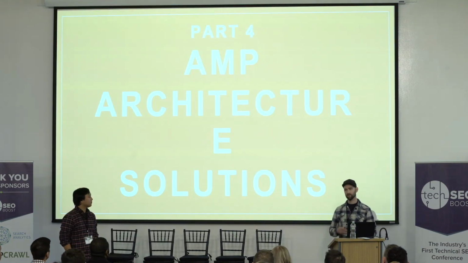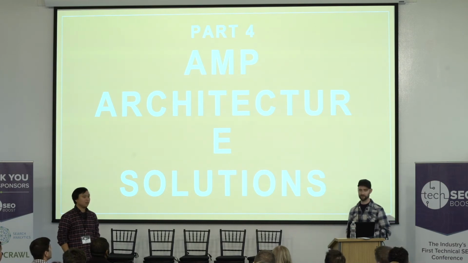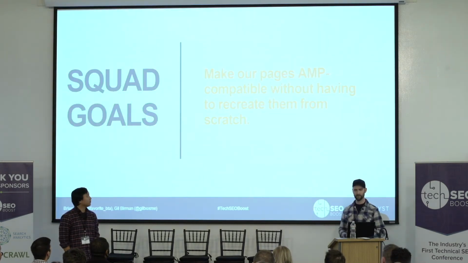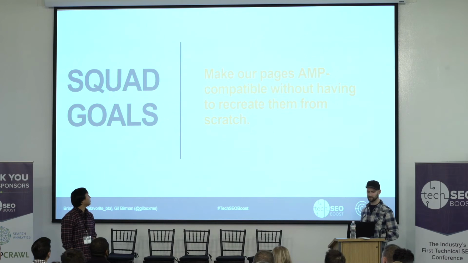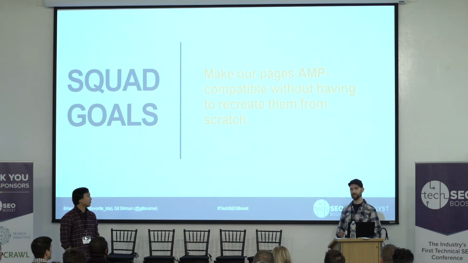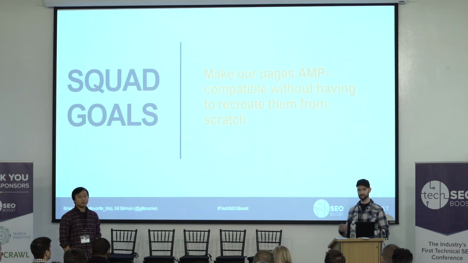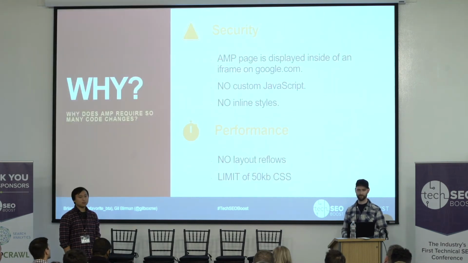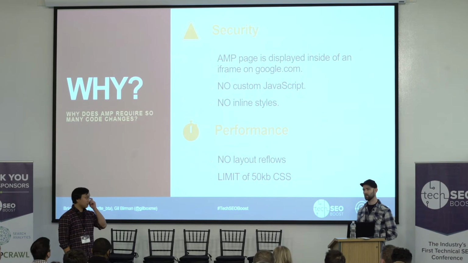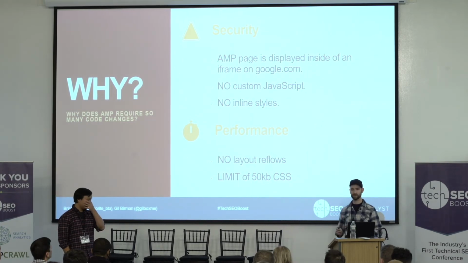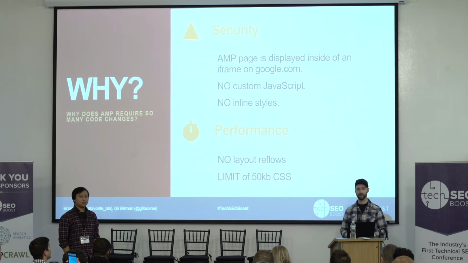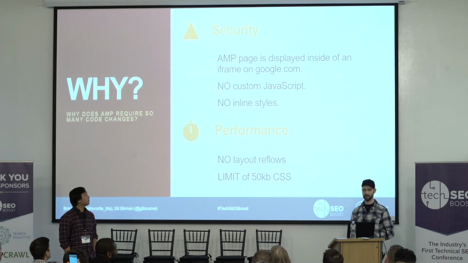So now we're going to talk about architecture solutions. Our approach was that we wanted to be able to use as much of our existing component framework and make it work for AMP. So why did this require changes? Well, first of all, security. AMP is displayed inside of an iframe on google.com. And for that reason, we can't have custom JavaScript and we can't have inline styles.